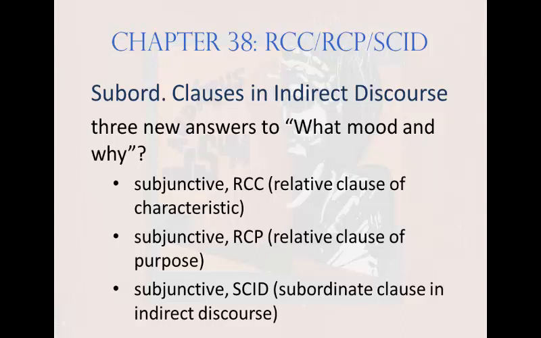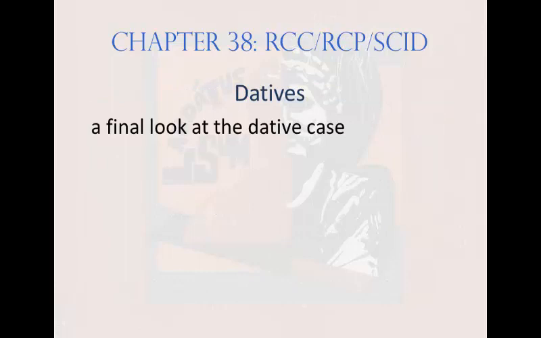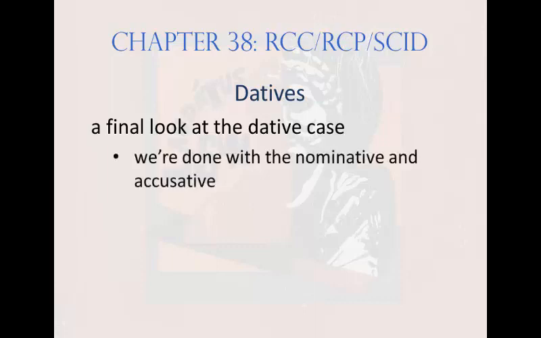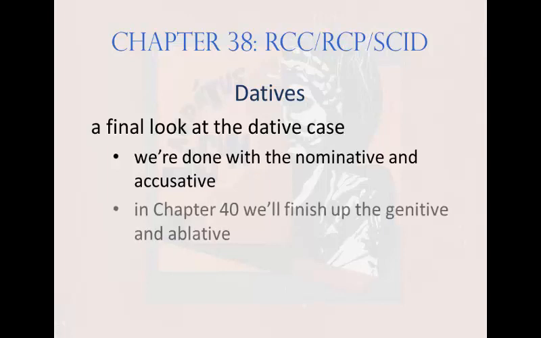To end the grammar in this chapter, let's take a final look at the dative case and its usages. As we bring our study of Latin grammar to a close, what we're really doing here is mopping up the last little bits of syntax involving the cases of nouns. We're done with the nominative and accusative, we've looked at all their major uses, and in the last chapter, chapter 40, we'll clean up the genitive and the ablative. Here we'll finish up the dative.